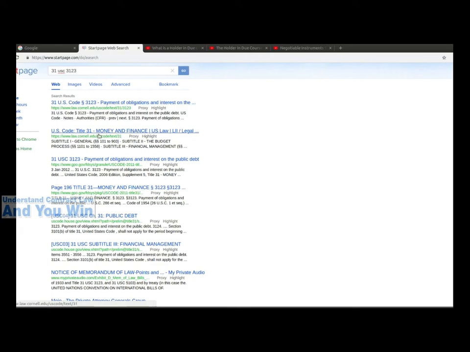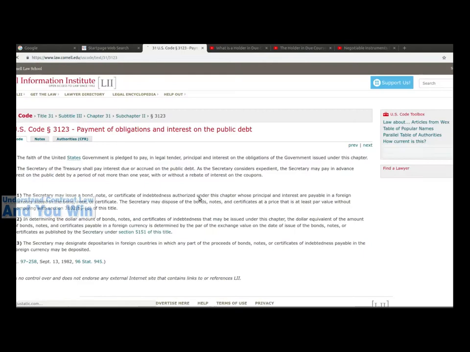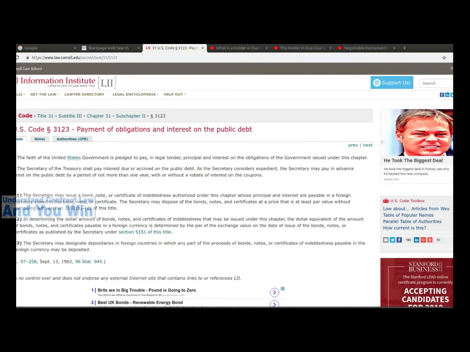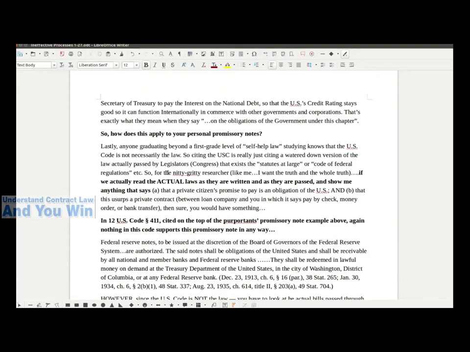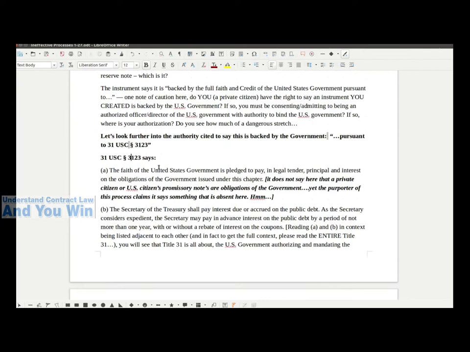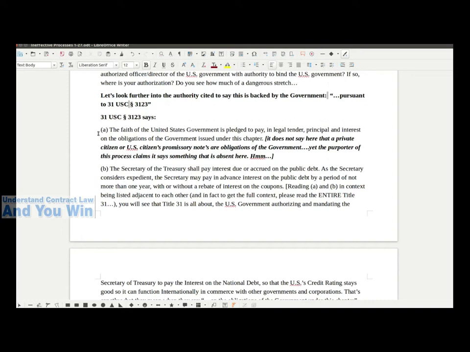So if you click on stuff and read these things, I have copied and pasted and quoted the pertinent sections into this document, so instead of me taking more time re-pulling it back up, you can easily pull this up. So 31 U.S.C. 3123 says, the faith of the United States government is pledged to pay in legal tender principal and interest on the obligations of the government issued under this chapter.